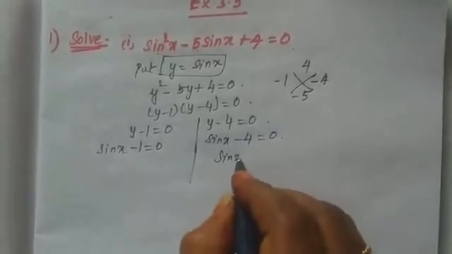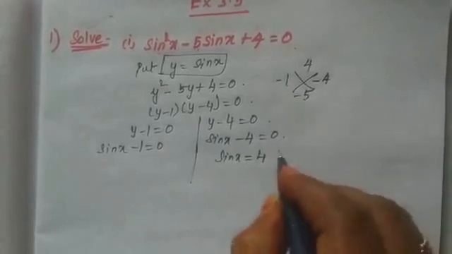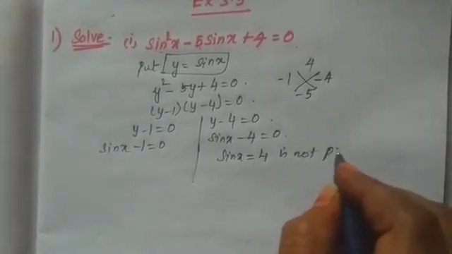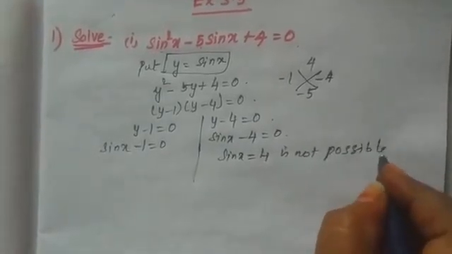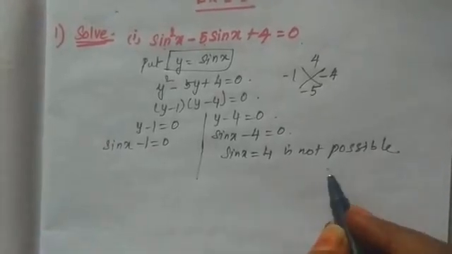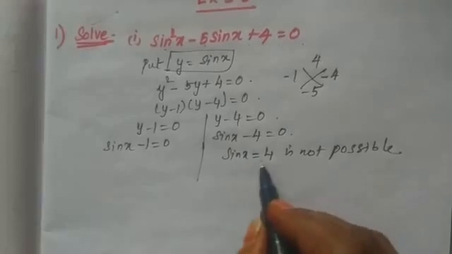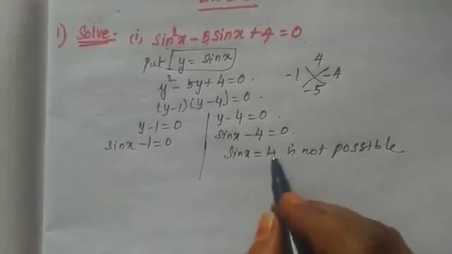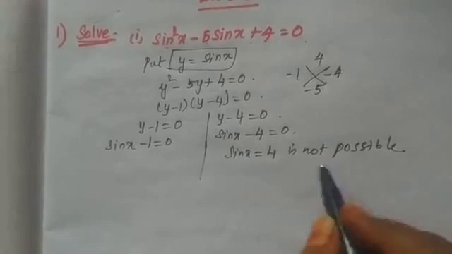If we equate this, what happens? sin x = 4. I am going to conclude the answer is not possible. Why? What is the reason? Already in 11th we have studied that the maximum value of sin x can be +1. So sin x = 4, we are getting a value of 4, which is greater than 1. So I am concluding it as not possible.